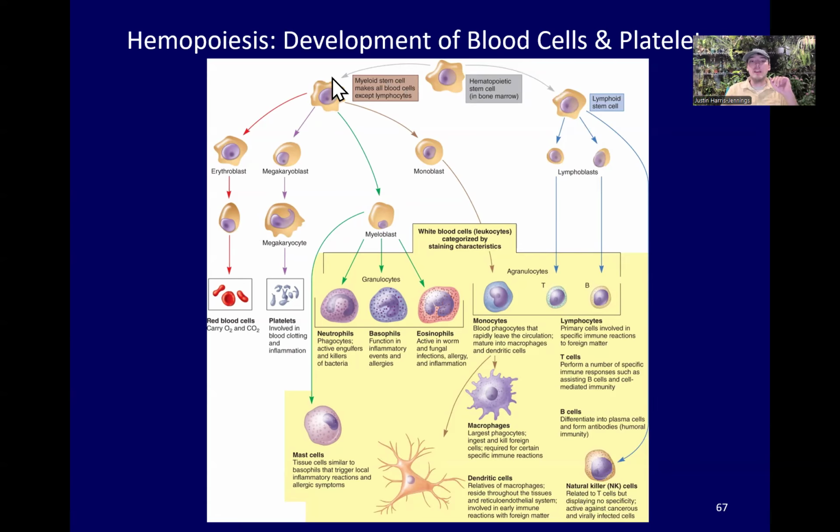This myeloid lineage makes up a large portion of at least this graph, where you have erythrocytes, megakaryocytes, and monoblasts, which are these precursors to all of these later white blood cells that you're going to talk about, like red blood cells that we talked about earlier. You have platelets, and you have mast cells and neutrophils, basophils, eosinophils. You have monocytes, macrophages, and dendrocytes.